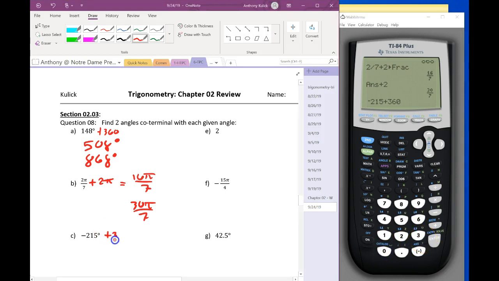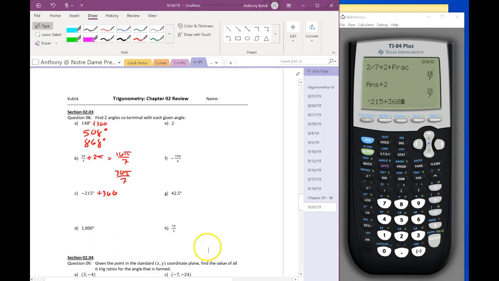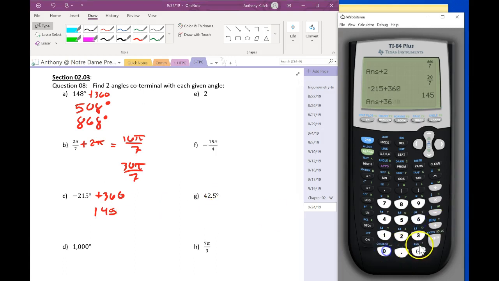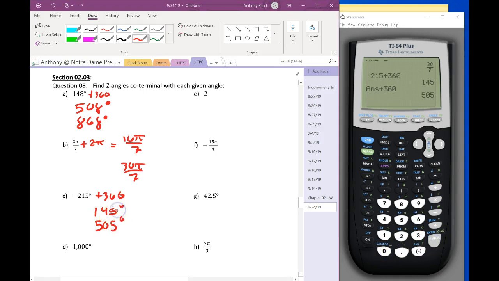Next one, again, since we're in degrees, we can find our coterminal angle by just adding 360. So it's going to be 145. I can just add 360 again. You could subtract 360. You could subtract 2 pi. I don't really dig negative numbers, so if I have a choice, I usually add.